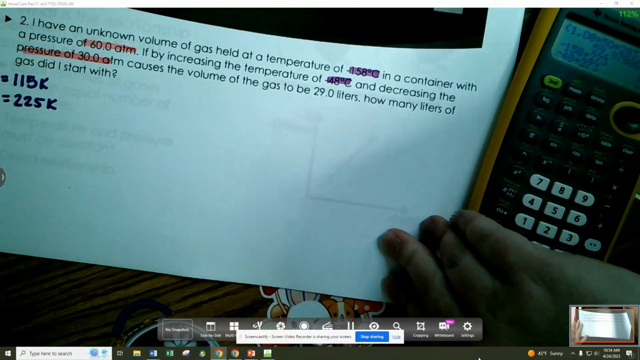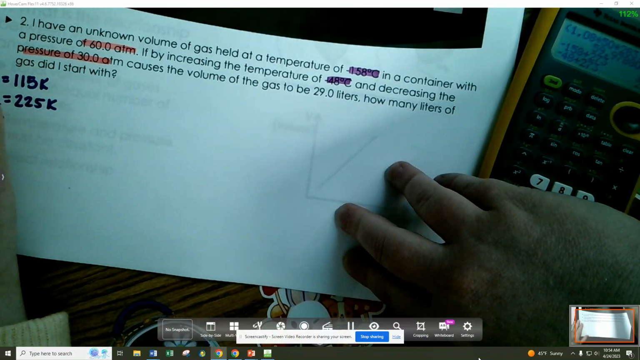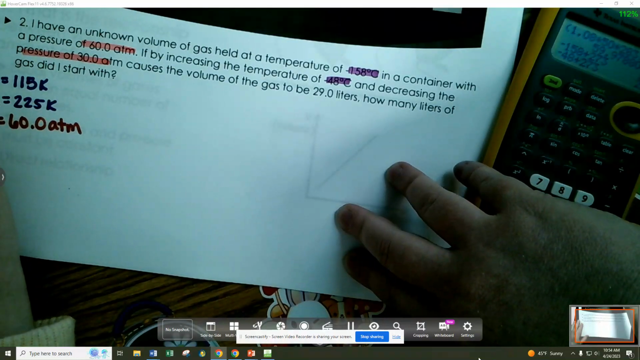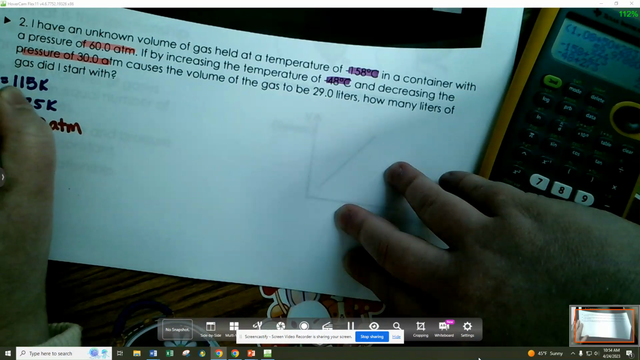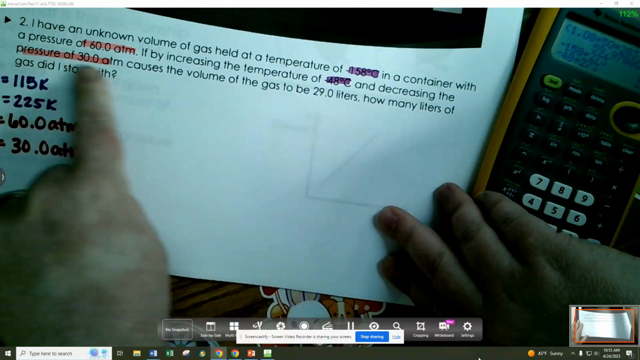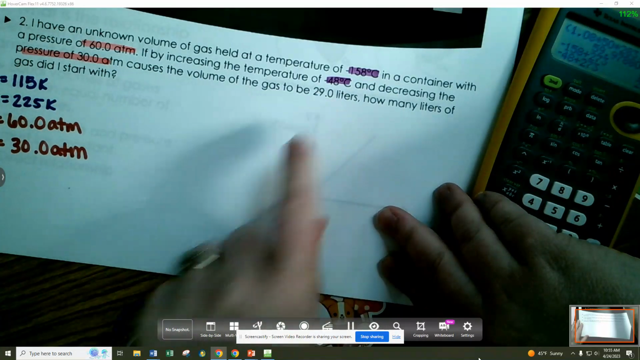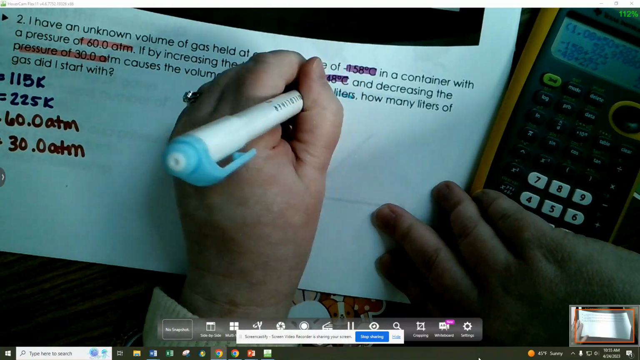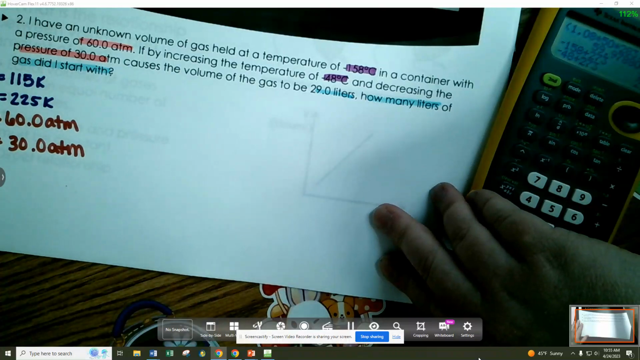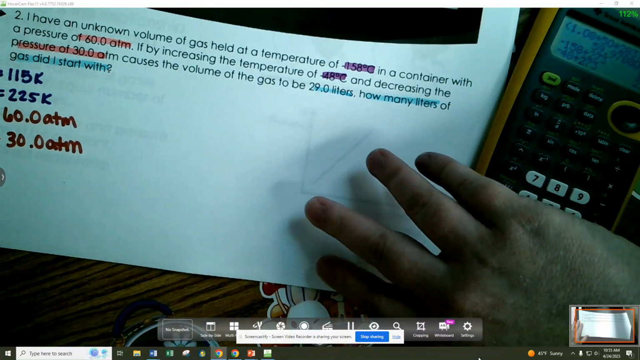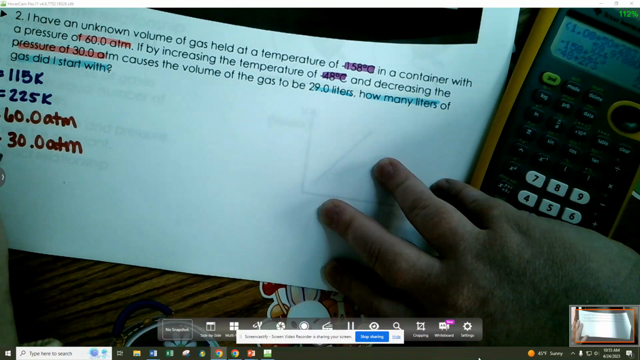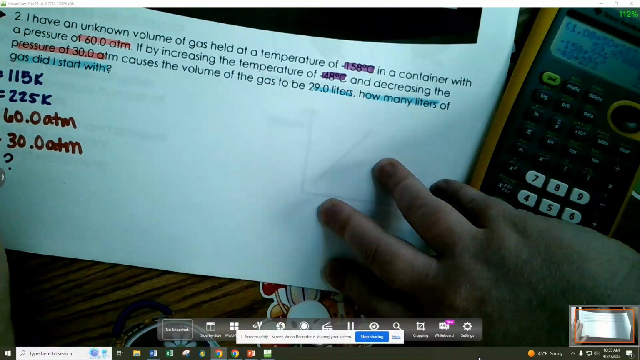Okay, so initially the pressure was 60 atm, and it ended with a pressure of 30. It says by decreasing the pressure to 30, causing the volume of the gas to be 29 liters. And here it says, how many liters of gas did I start with? So that tells me that I am solving for my initial volume, as I know that I ended with 29 liters.